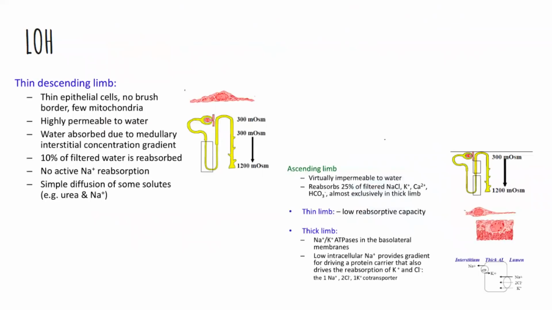Now going to the loop of Henle, you've got your descending limb and the ascending limb. In the descending limb, there's no brush border and there are few mitochondria, so that's important for histology. And this is what's allowing the water to leave and creating that gradient. Here you have about 10% of water absorbed, but there's no active Na absorption, and you can get the diffusion of urea and sodium. Then you've got the ascending limb. That's where most of your NaCl in the loop is absorbed, along with potassium, calcium, and also bicarb.